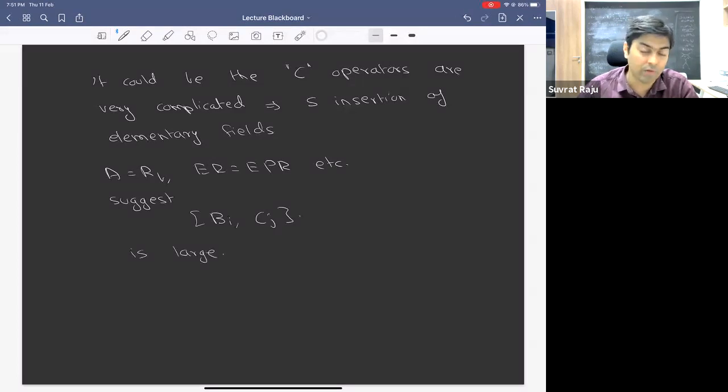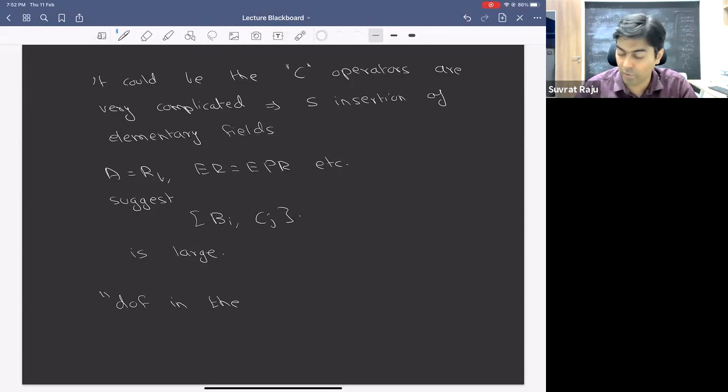And large meaning all of these operators are bounded operators. So it suggests that the commutator is order 1. Large just means not close to 0, being close to order 1. And therefore, one way to state these proposals in words is that the degrees of freedom in the interior are identified. If you have a large commutator between 2 degrees of freedom, it's telling you that these operators B_i and C_j are probing the same part of the Hilbert space. They are not probing different parts of the Hilbert space.